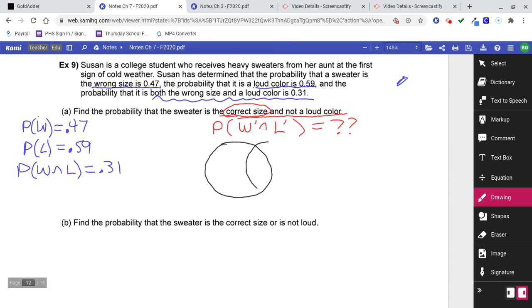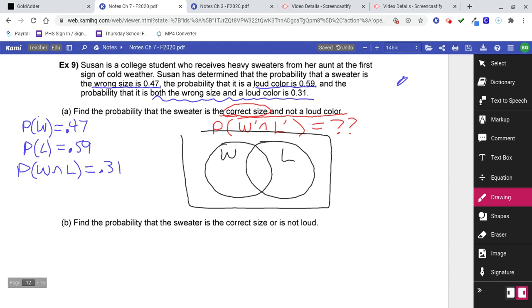There are two sets, W and L. Don't forget to draw the box around. We draw the box because we want to have 4 regions in our picture here. Make sure we have 4 regions that we can label. So go back and look at our given information. Probability of wrong size is 0.47. I've got too many holes to fill. I don't know which one of those 2 spots to put it in. So go to the overlap where it says wrong and loud. I know that I can put 0.31 right there. That's where wrong and loud would be.